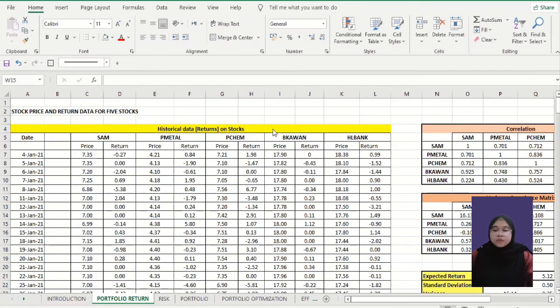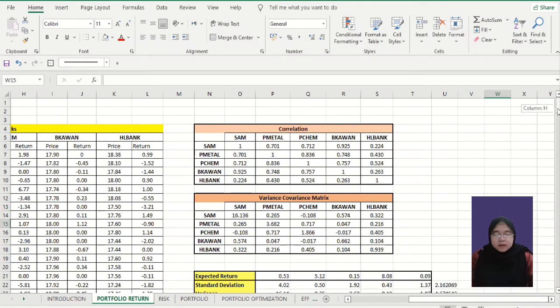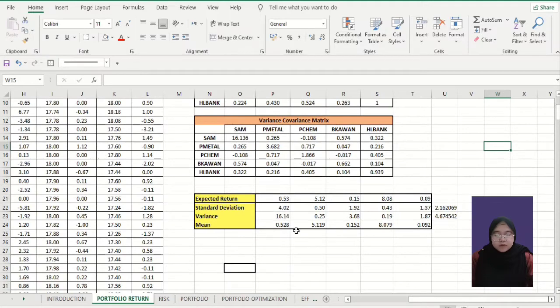Next, we move to the stock price and return data for the 5 stocks. The historical data I retrieved from Yahoo Finance. The returns that I have calculated start on the second day of my investment, which is 5 January 2021. Next, we will see the expected return that I have calculated for each stock, and the standard deviation, variance, and mean that I calculated using Excel formulas.